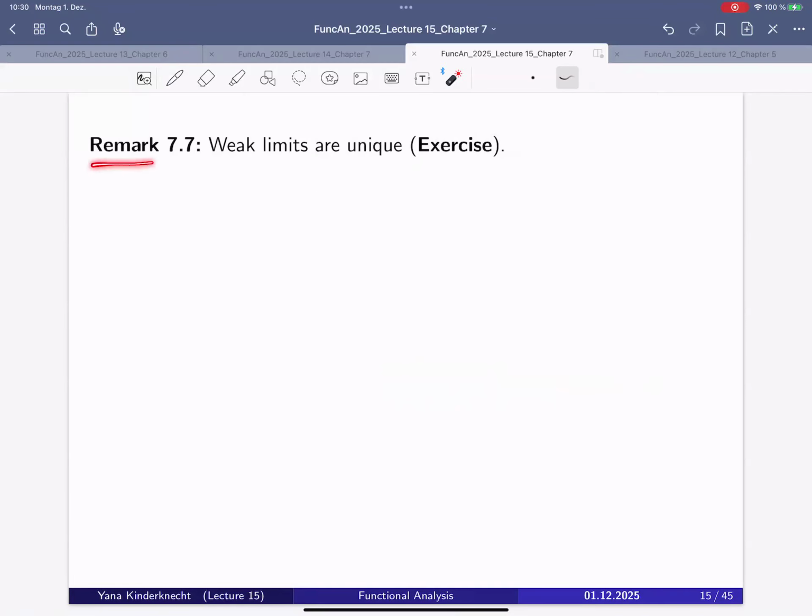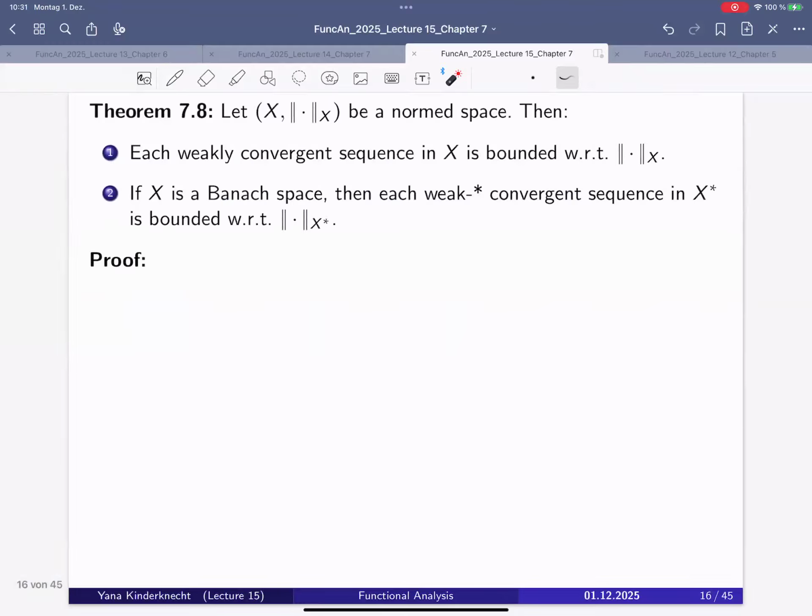So this is a remark that weak limits are unique, and this is an exercise for you to check. We do not discuss it further, just for you to know. Okay, and then Theorem 7.8. Let X be a normed space, then each weakly convergent sequence in X is bounded with respect to the norm. And if X is a Banach space, then each weak star convergent sequence in X star is bounded with respect to the norm on this topological dual.